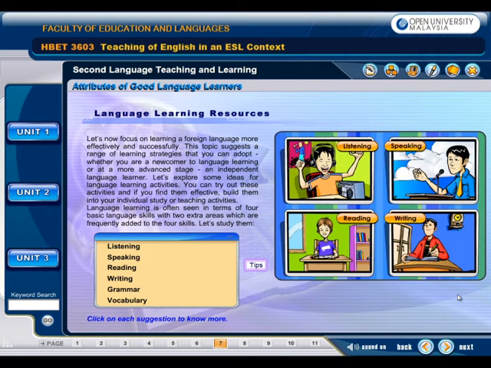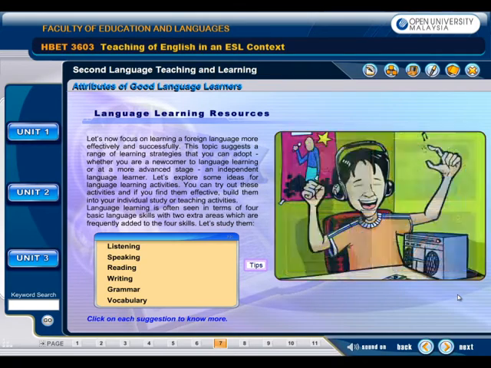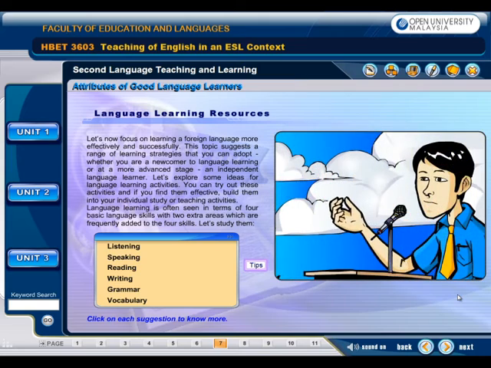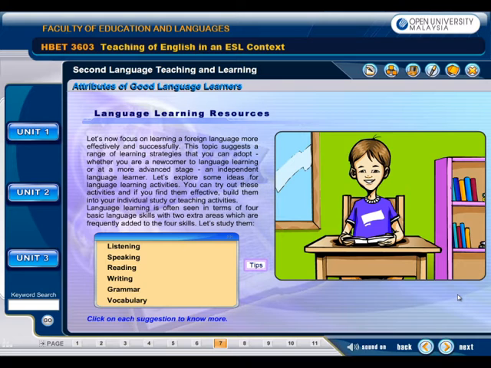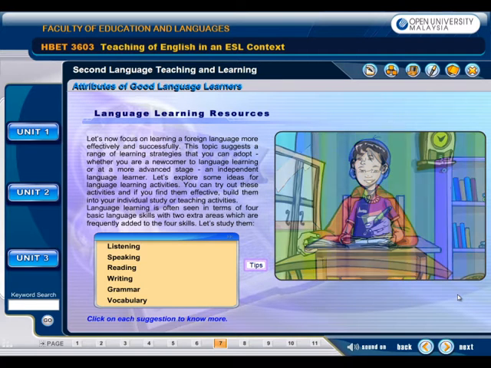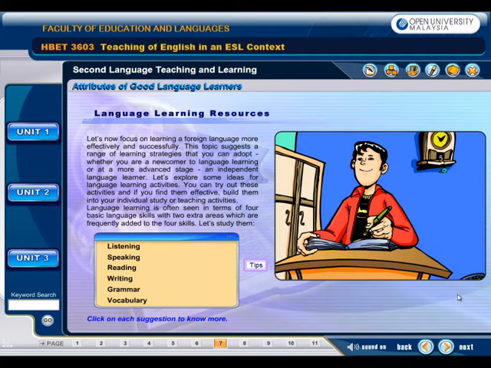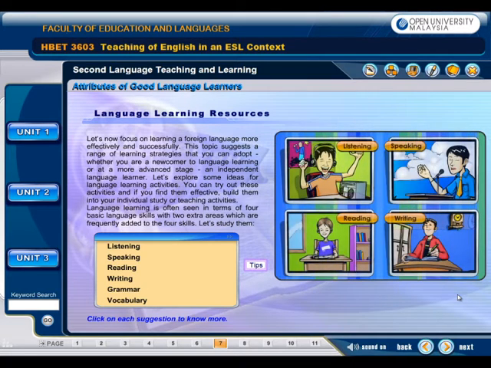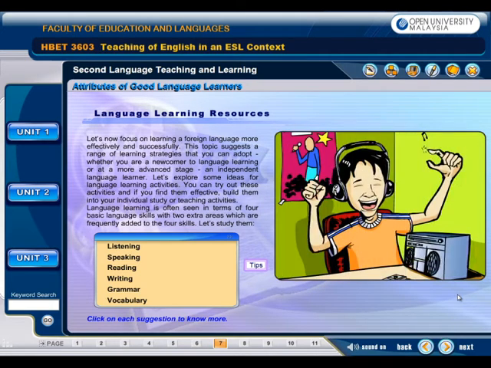Language learning is often seen in terms of 4 basic language skills with 2 extra areas which are frequently added to the 4 skills. Let's study them. Listening, speaking, reading, writing, grammar, vocabulary. Click on each suggestion to know more.